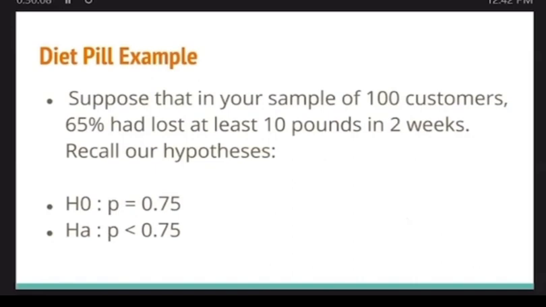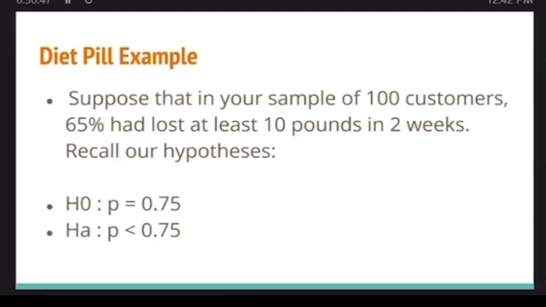So, is np greater or equal to 10, and n times 1 minus p also greater or equal to 10? What is your p? That is 0.75. If I multiply it by n, what is your n? 100, right? 100 times that is 75. Of course, that is greater than 10.